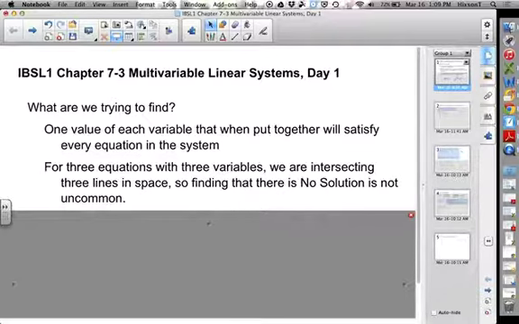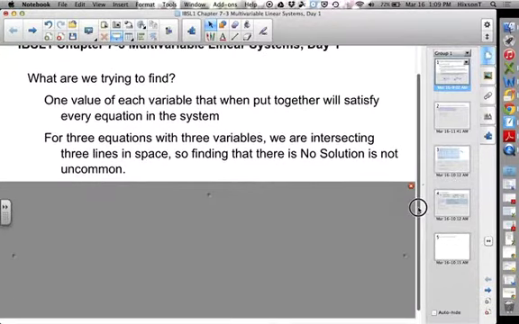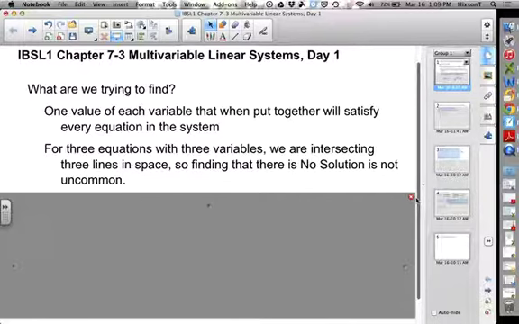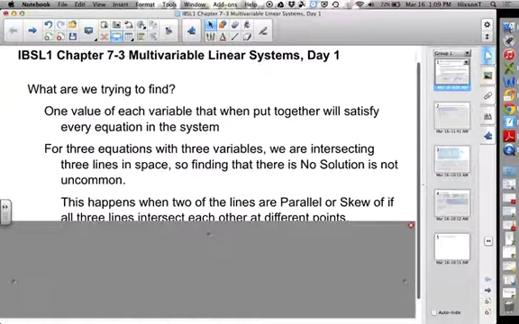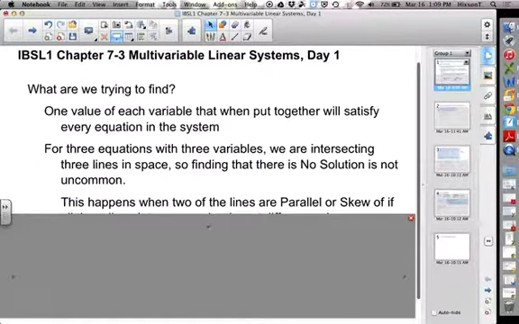Because a no solution can happen a number of ways. Right? In two dimensions, the only way you got a no solution is if you had parallel lines. So it wasn't as common to run into that. But here you could get it a few different ways. One is to have parallel lines with two of the three lines, or all three. But if two of the lines are parallel, or if two of the lines are skew, alright?